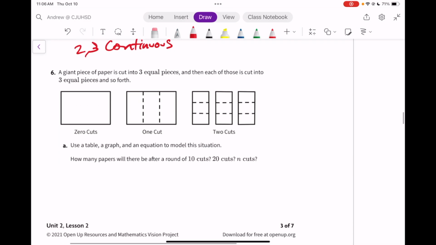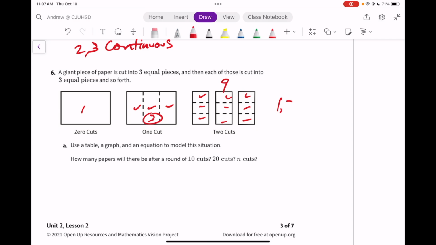Okay, now we're going to cut a big piece of paper and think about how many sections that would put everything into. Using a table and a graph and an equation. How many papers after so many cuts? So you would have to look at and start counting that you have one piece, and then you have 1, 2, 3, and then you have 1, 2, 3, 4, 5, 6, 7, 8, 9. Okay, so we went 1, 3, and 9.